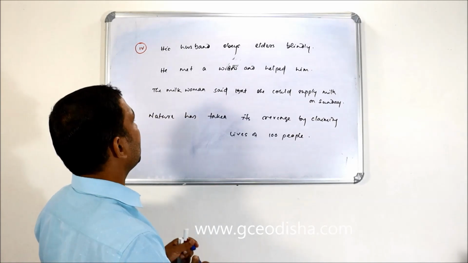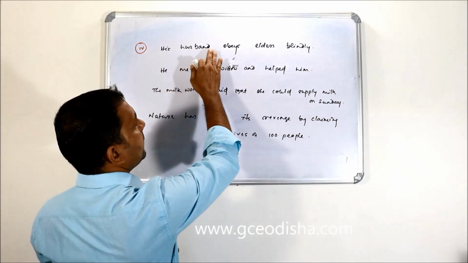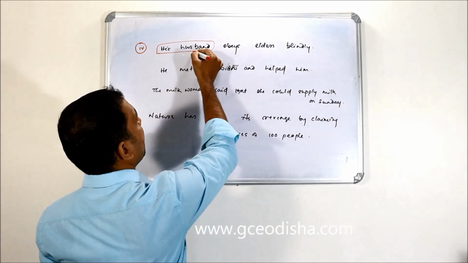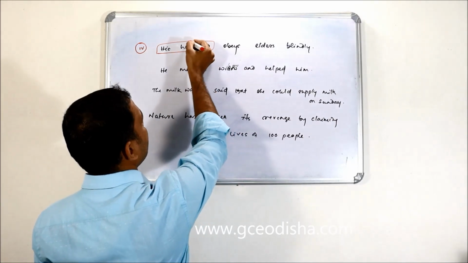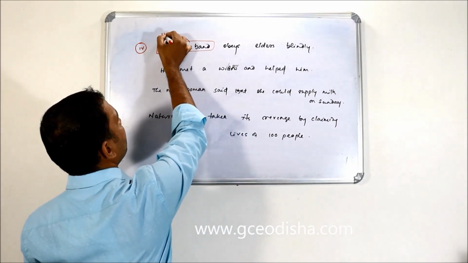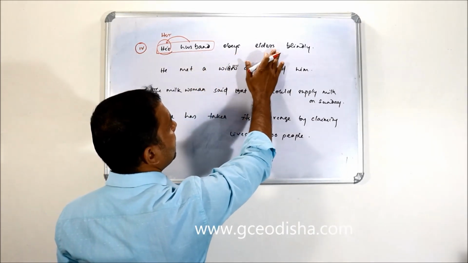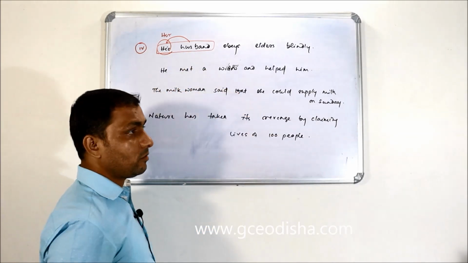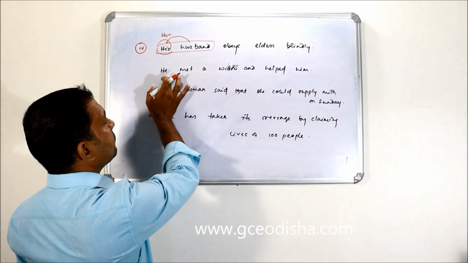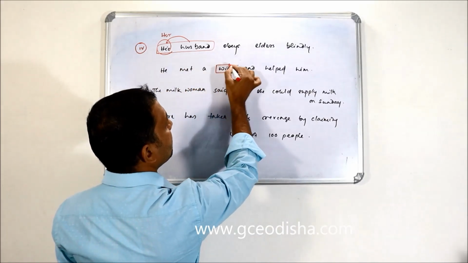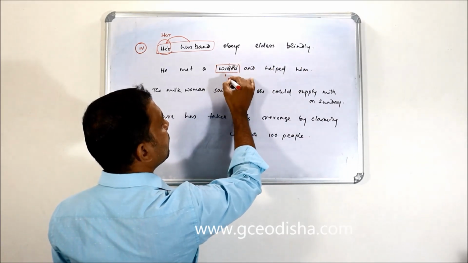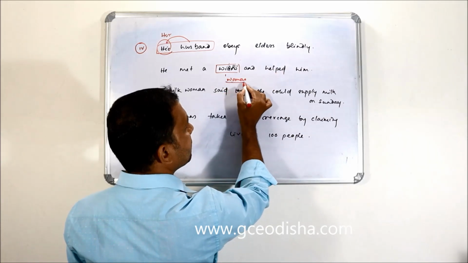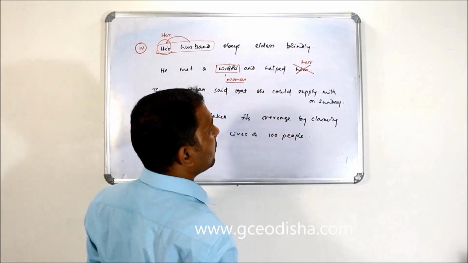See the questions here properly. His husband obeys elders blindly. Husband is a masculine gender, so it cannot be his husband, it should be her husband. Her husband obeys elders blindly. They may put questions like his husband, or her wife in this manner. Question number 2: He met a widow. Widow means whose husband is no more. That means here we are talking about a woman. So he met a widow and helped whom? Helped the woman. So him is incorrect here; her should be there.